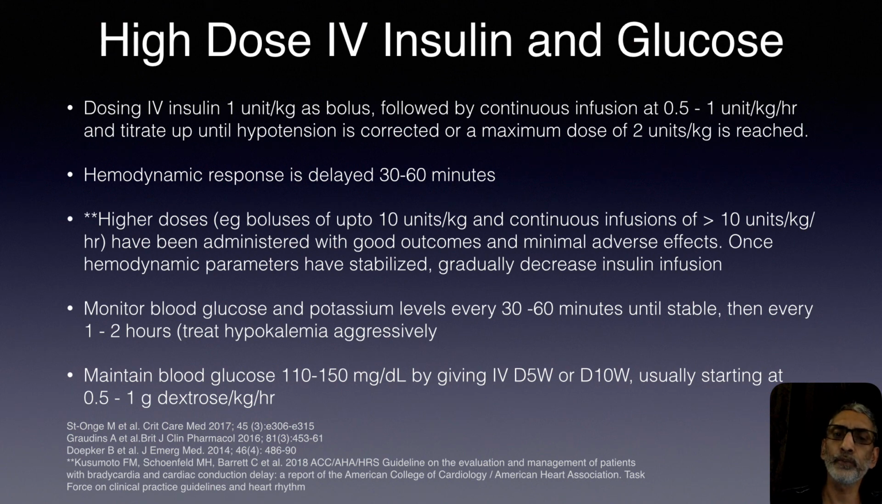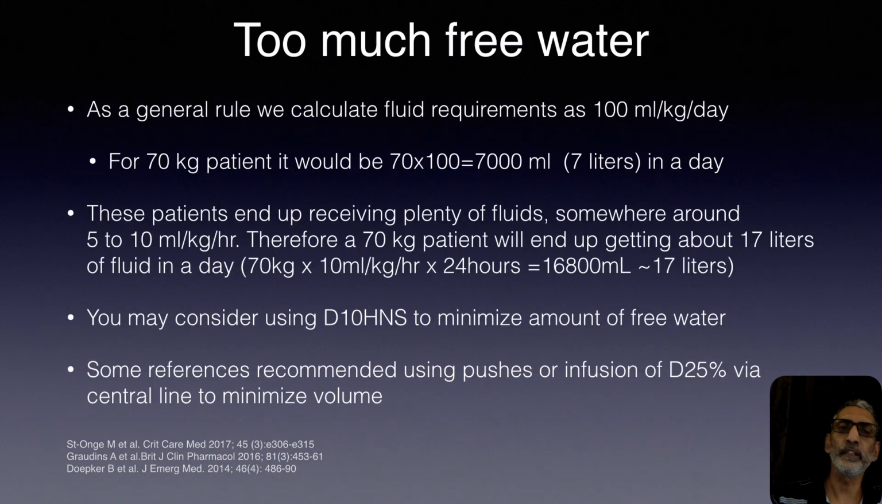When it comes to the dextrose infusion rate, since these patients end up getting a lot of fluid while we're treating the acidosis, commonly we use like 100 ml per kg per day, the fluid in adults and pediatrics. For example, if the patient weighs 70 kg, multiply 100 ml per kg per day, so the patient is supposed to get about 7 liters of fluid in a day.